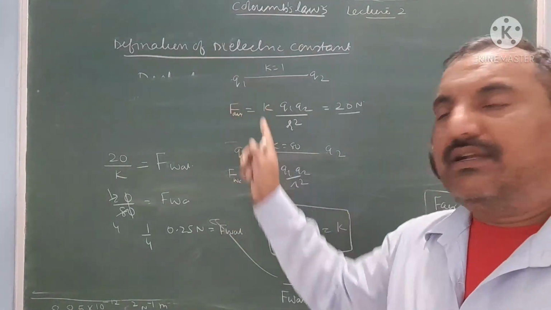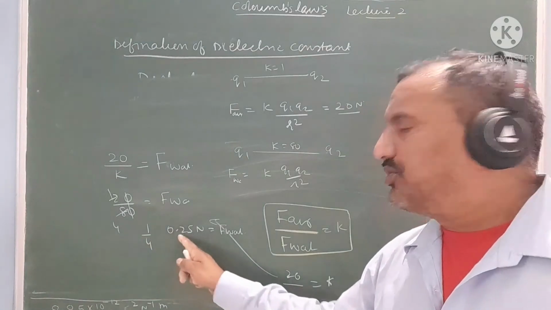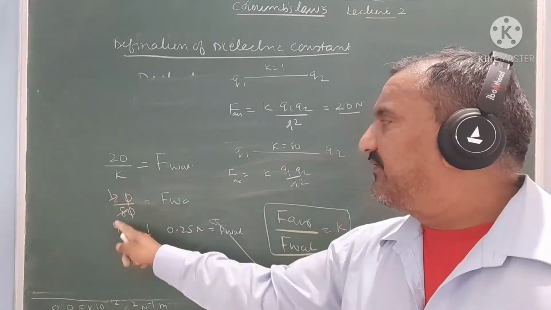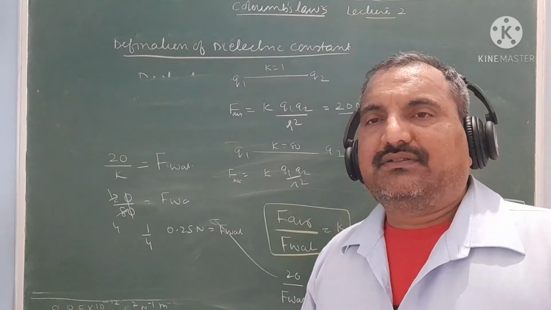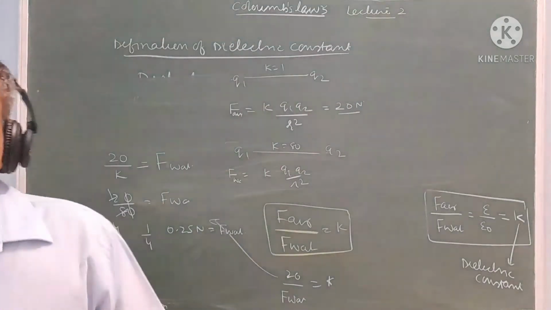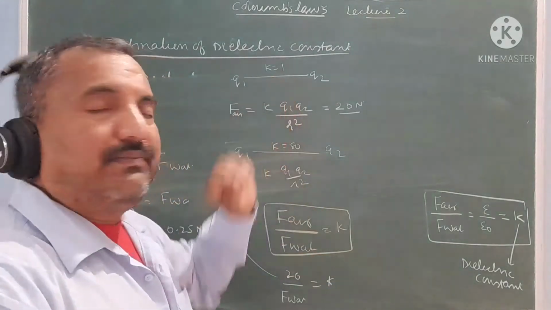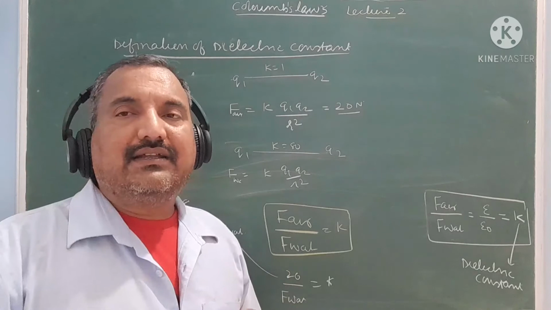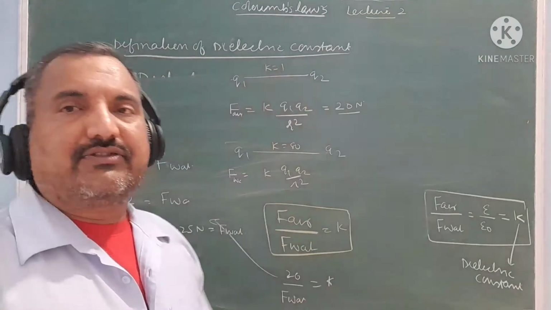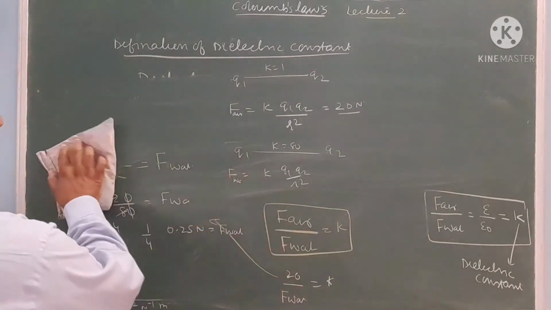So when going from air to water, the force has reduced to 0.25. It becomes 1/4 of the force in air. Understood? So you should know the values of K. By a table we can understand the values of the dielectric constant. So draw this table and remember it.